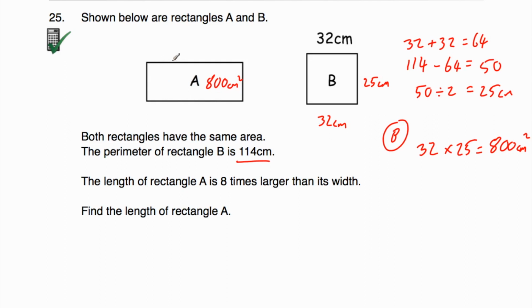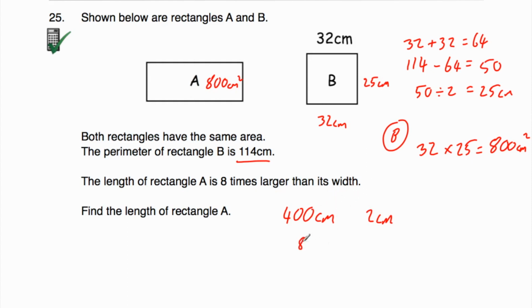And we're told that its length is 8 times larger than its width. So we're looking for a length times a width that will give us 800, and for one of the values to be 8 times larger than the other. So for instance, if we chose a length of 400 centimeters and a width of 200 centimeters, they do times together to give us 800 centimeters squared, but the length of it isn't 8 times larger than the width, it's actually 200 times larger than the width, so that's not going to work.